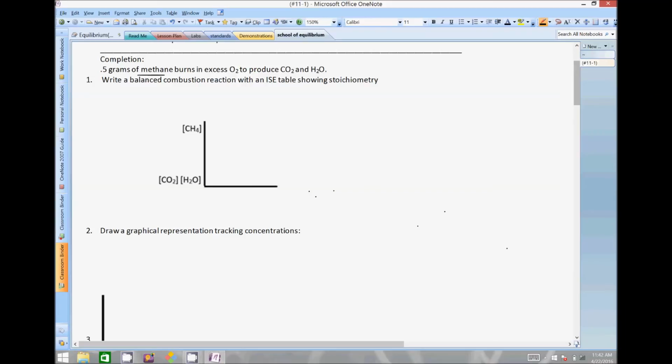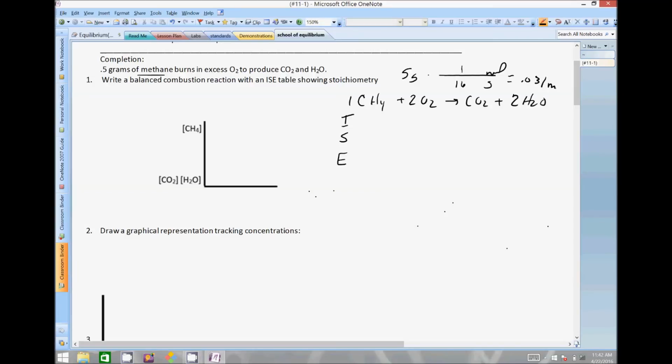Alright, so methane, I'm going to write this out here. CH4 is methane plus O2, which would be 2 O2s when I balance it, producing carbon dioxide plus 2 H2Os. Initial, stoichiometric ratio, at equilibrium or ending point. 5 grams, get rid of grams and go to moles. 1 mole is, if you add the molar mass, 16 grams. 0.031 is our moles. So this is 0.031.